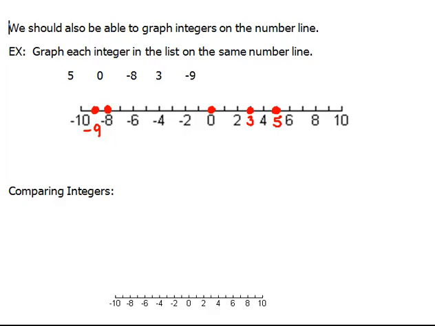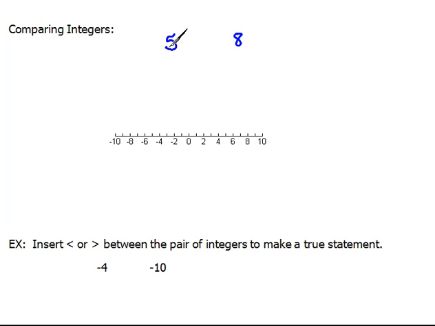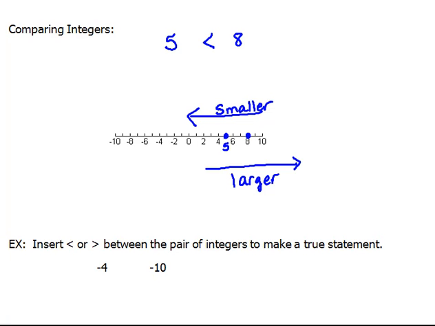Not too bad. We can also learn to compare integers, and you guys have already done this with the positive numbers. If you look at 5 and 8, then we know that 5 is less than or smaller than 8, right? Let's look at this on our number line. 5 would be here, 8 would be here. So do you notice that as you go to the left, the numbers get smaller? As you move to the right, the numbers get larger.